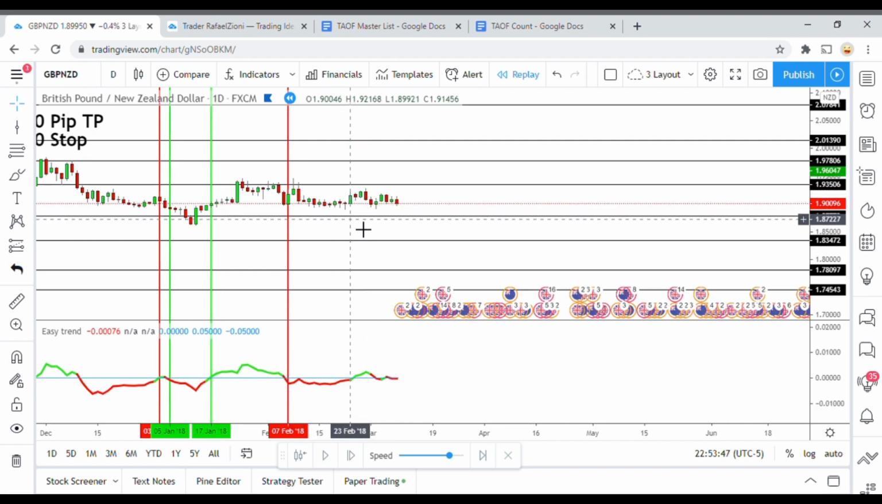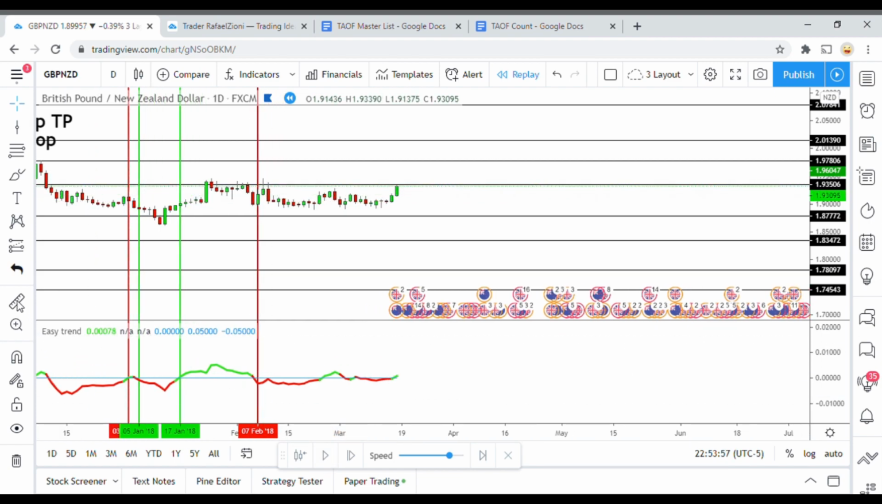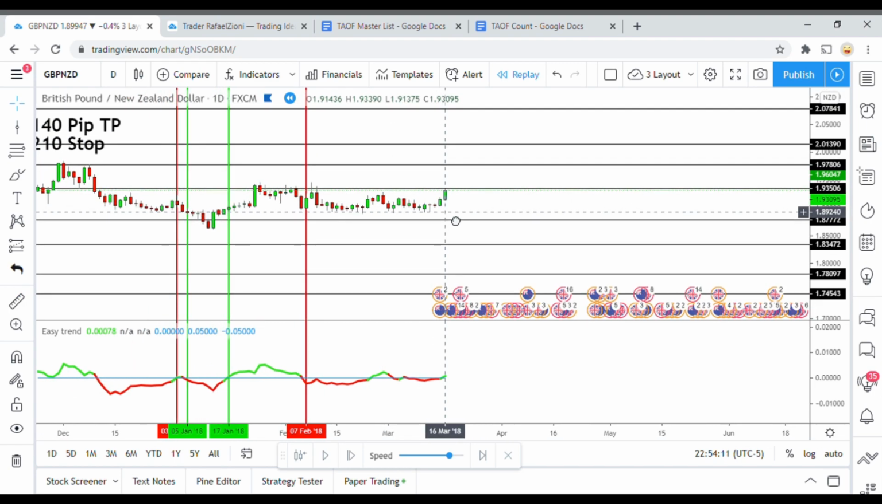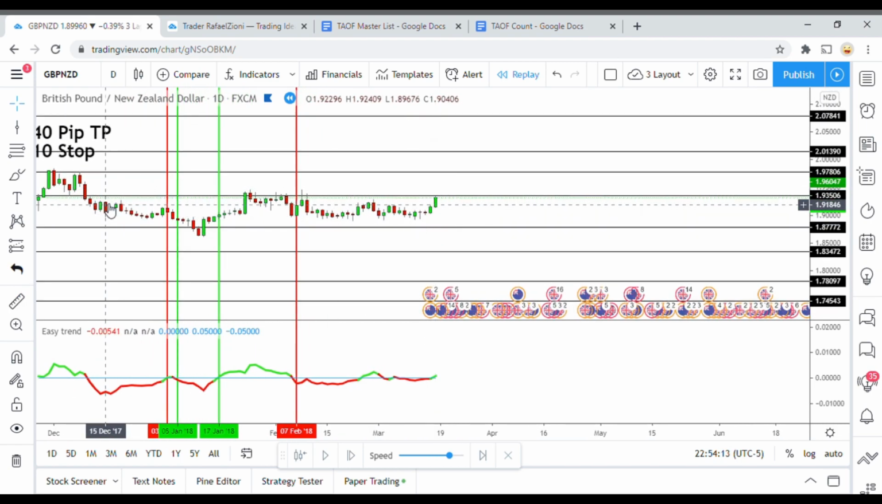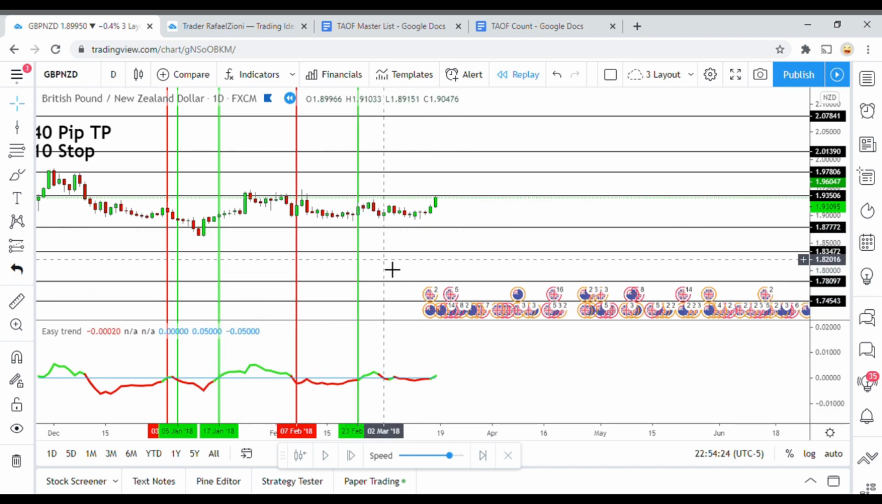Picked up a long signal for just a moment over here. It hasn't quite played out yet. Let's see what it's going to do. Right about there. What are we looking for? 140. So yeah, that actually got us to take profit. Didn't look like it did, but it did. So it got us to take profit there.